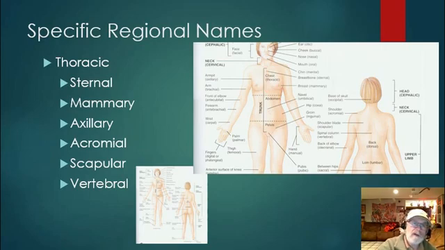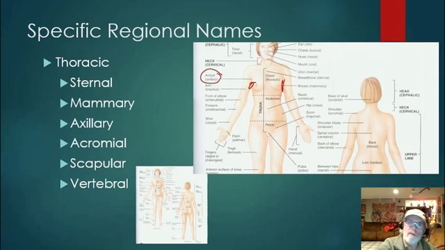Mammary is obviously the area around the breast. The breast area would be called the mammary region. Mammogram should be easy to figure out. You wouldn't have to worry about that too much. Axillary means armpit. So the armpit region is called the axillary region. Okay.